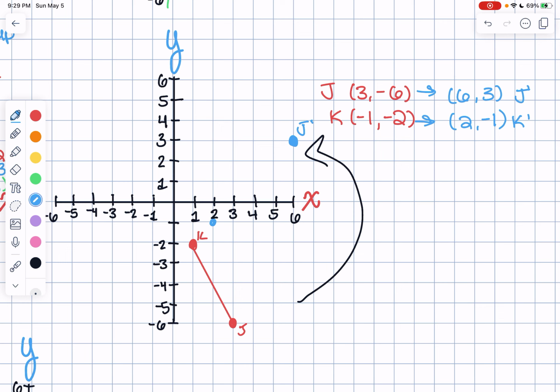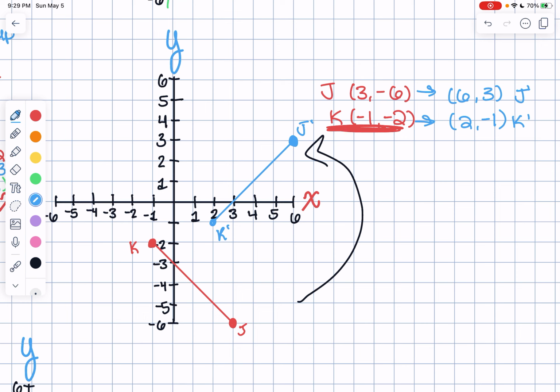I did something wrong here. I hope you'll forgive me. It is 9:29 at night. I graphed K, the original K, wrong. My bad. -1, -2. Now, I don't want to hear anything because the way some of y'all graph, I don't want to hear anything about that mistake.